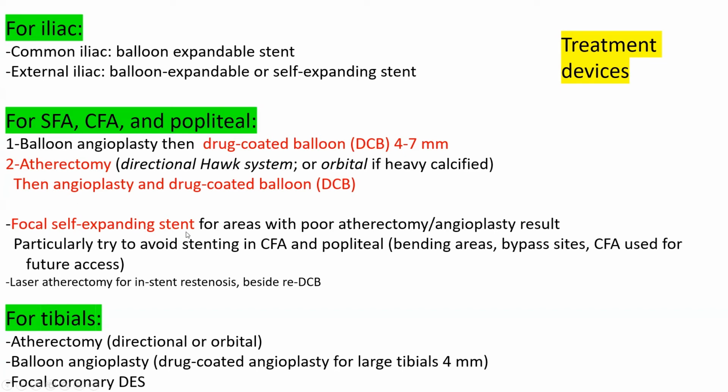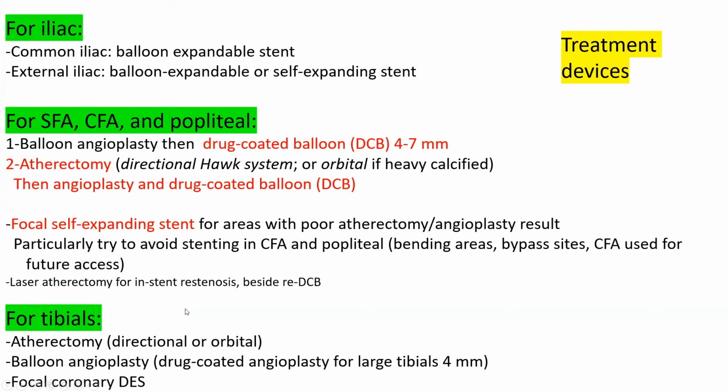So we reserve stenting for areas with poor atherectomy and angioplasty result, and particularly try to avoid stenting in the common femoral and popliteal areas that have high fracture risk, bending areas. Also, those are bypass sites and areas of access. So you want to try to avoid stenting in these areas at all costs.